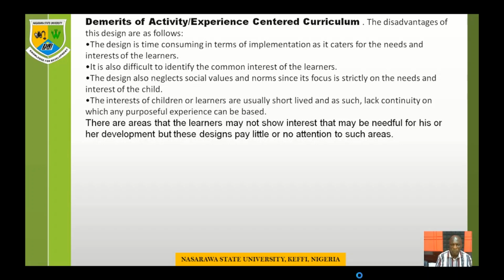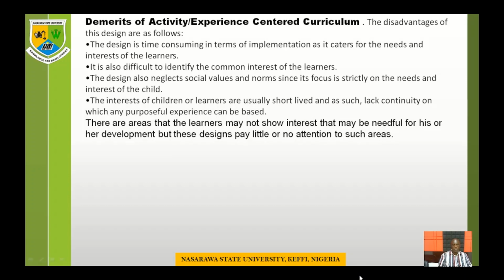As such, you discover that the need of the child is short, and the curriculum as it is will lack continuity, and because it lacks continuity, the curriculum must stop.